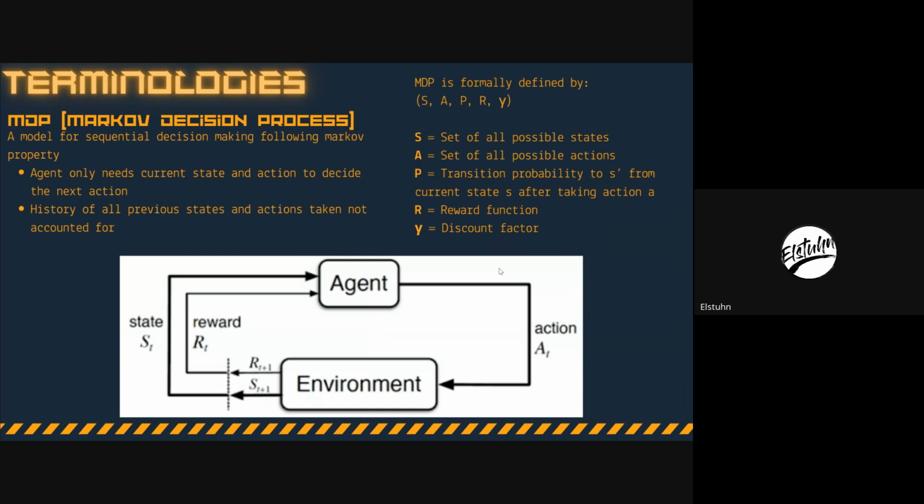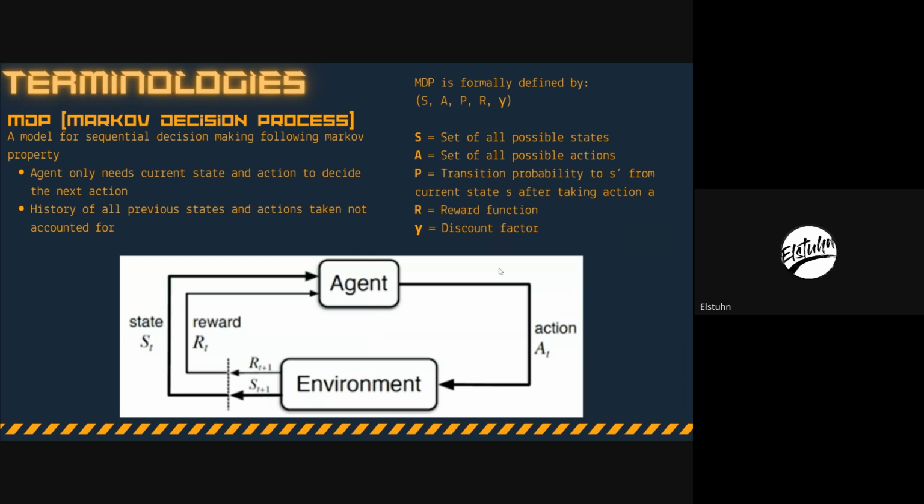So it states that the agent only needs the current state and the current action to decide the next action that it will take. One property of MDPs is that you don't need the history to make a new action. So you don't care about the history, like whatever actions you took at first. You only care about the actions you just took. And then you make a new action based on that.